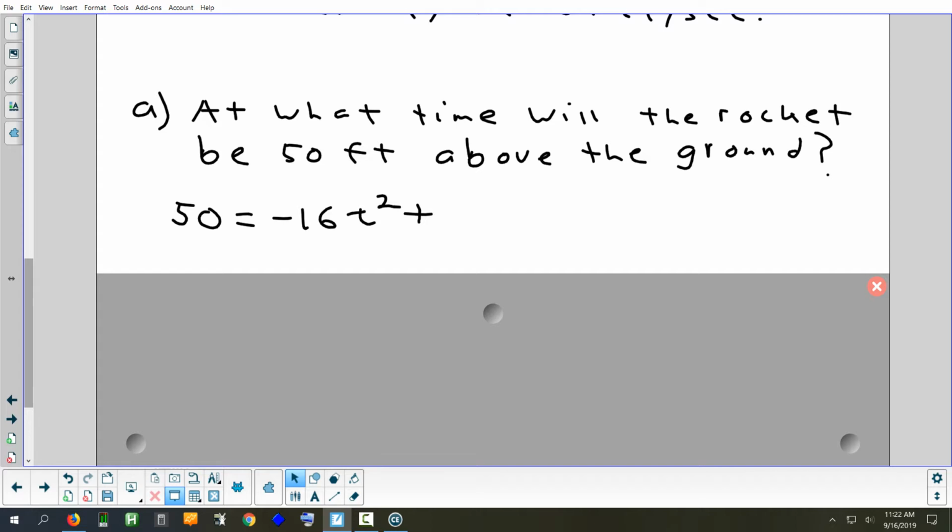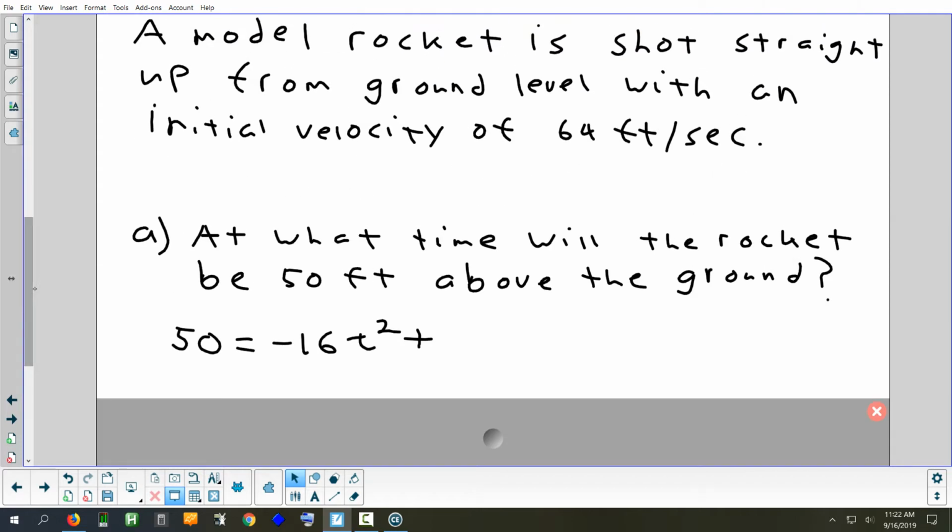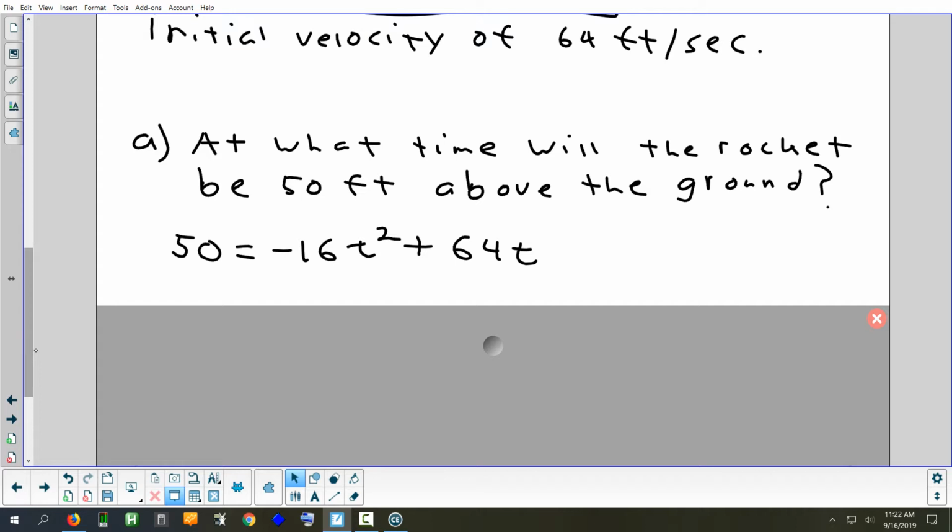Plus, the next term is v sub 0 t, my initial velocity times my time. What do I fill in for my initial velocity? Yep, 64 t. Plus the last term is the initial height of the rocket. What's the initial height of our rocket? 0. This rocket is being shot from ground level, so there is no initial height. It's plus 0. Any questions on that?